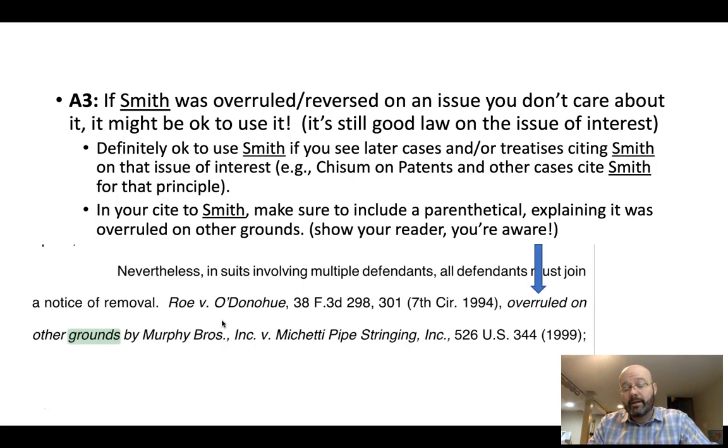Actually, let me go back. If I pulled this out of a brief, I'd probably want to check if I'm writing a brief today. I'd want to check, is this rule still good? And I'd look at Roe v. O'Donoghue. And I'd look at Murphy Brothers and I'd say, okay, as of today's date, is this rule still good? And I would shepherdize these cases, check the signals. Do they have yellow flags or green plus signs or what's going on?